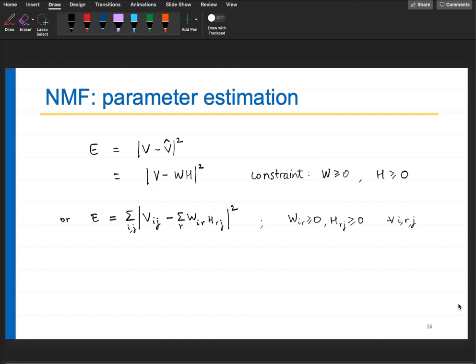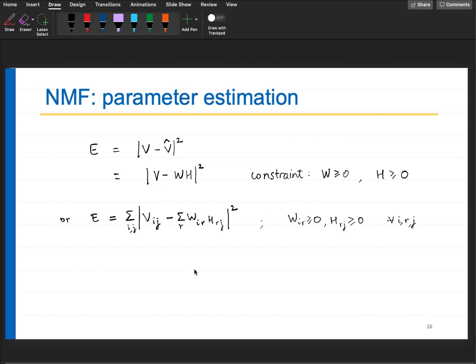So this is the simplest loss function, just squared error loss function or mean squared error loss function. What is the constraint? The constraint is that W should be greater than or equal to 0, H should be greater than or equal to 0. These are your trainable parameters, and V is fixed, right? And then you can also write it in terms of element wise. So this was matrix wise, this is element wise. V is a matrix, Vij, so W_ir into H_rj, and you sum over all r, which is like a matrix or vector multiplication. That's it, simple loss function.